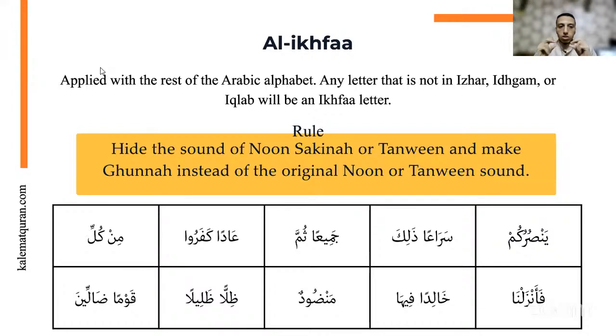So quickly, let's review the meaning of the words for the rules of noon sakina and tanween. The first rule was al-idhar, which we said means clarity. Then we talked about idgham, which means merging. The third rule was iqlab, which means exchanging. And the last one, ikhfa, means hiding. The meaning helps us understand what actually happens with the noon sakina and tanween for each rule.